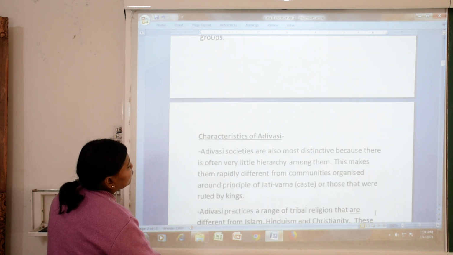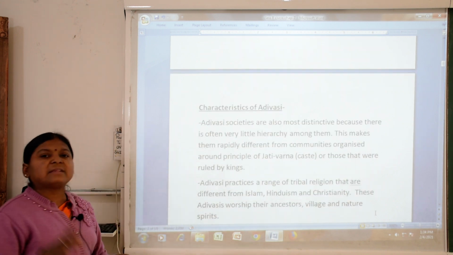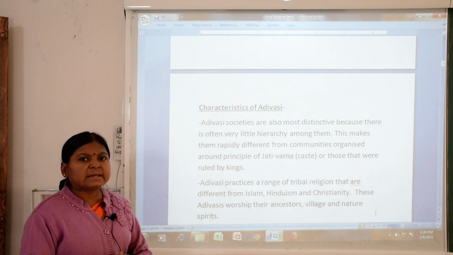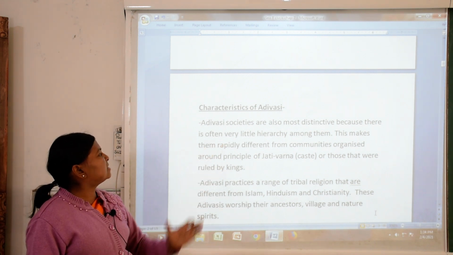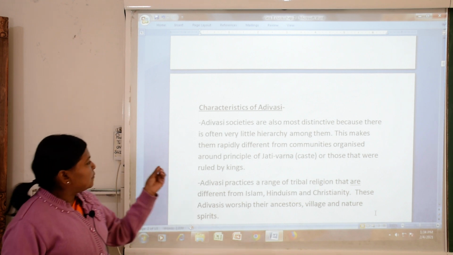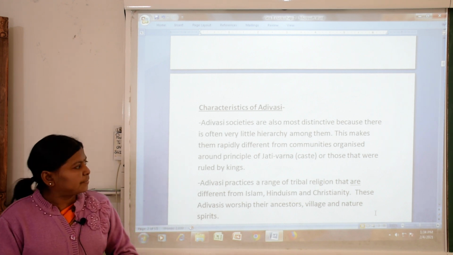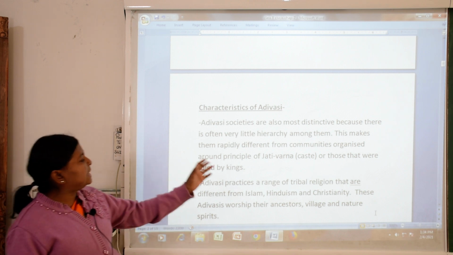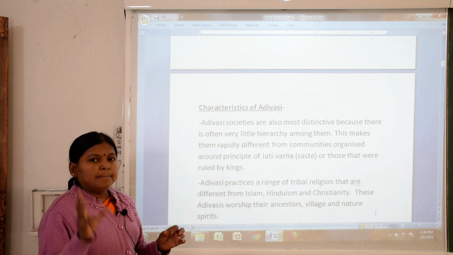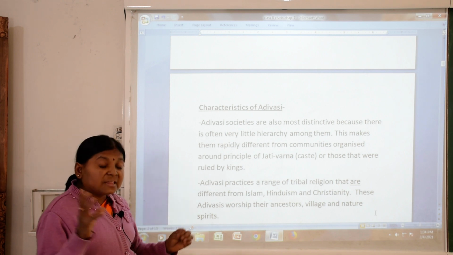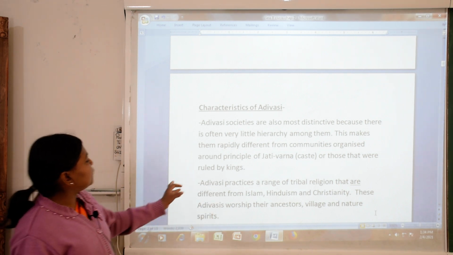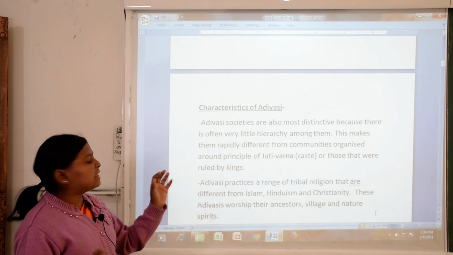Now you see the next. What are the characteristics of these Adivasis? Do you know? Adivasi societies are mostly distinct because there is often very little hierarchy among them. This makes them differ from other communities. Why? Because other communities organize around the principle of Jati and Varna, meaning caste, or were ruled by kings. That is why they differ.